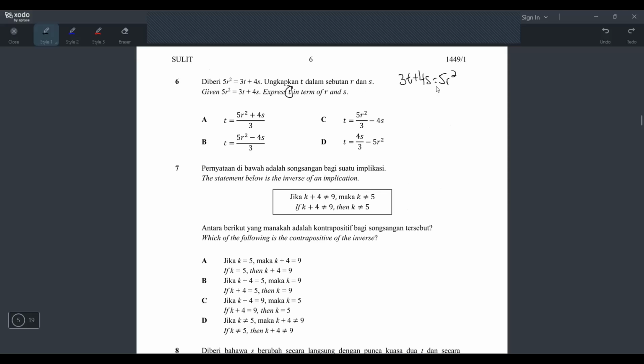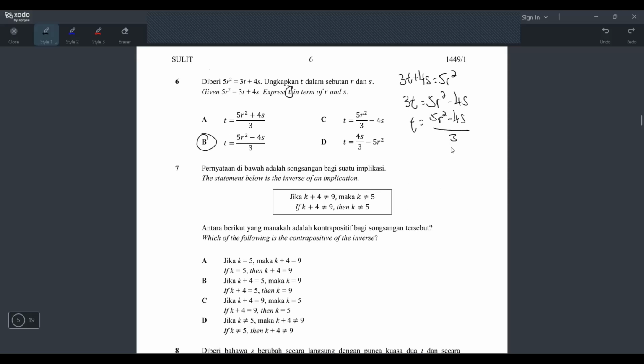The reason why I did that is because I want to find t. So how to find t? First move 4s. So plus becomes minus. So minus 4s. And then times 3 becomes divide 3. So 5r squared minus 4s, divided by 3. So that would be the answer. So let's look at A, B, C, D. Is there an answer? There is, right?